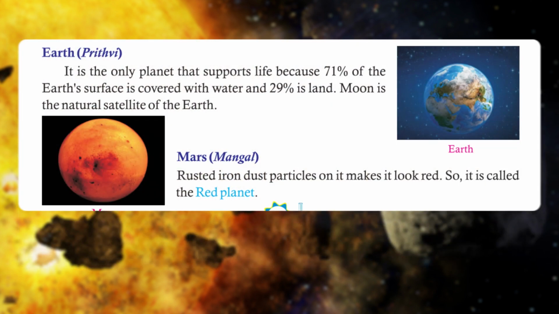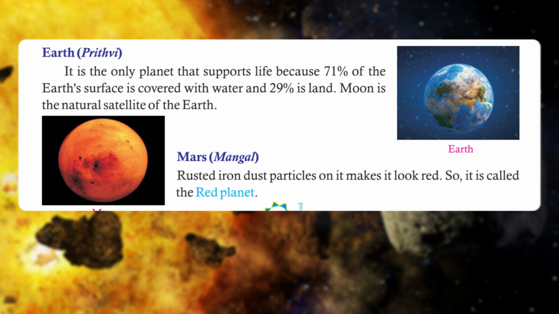Earth, Prithvi. It is the only planet that supports life because 71% of the Earth's surface is covered with water and 29% is land. The Moon is the natural satellite of the Earth.